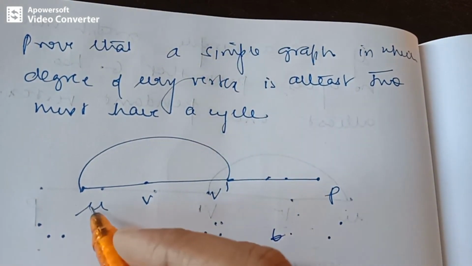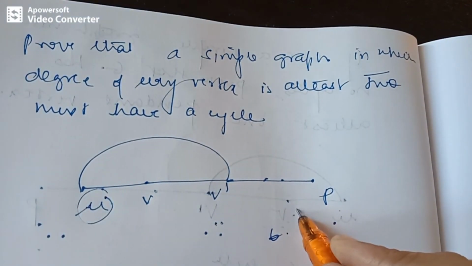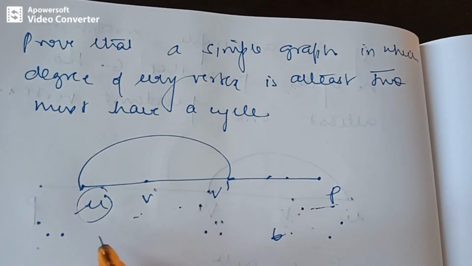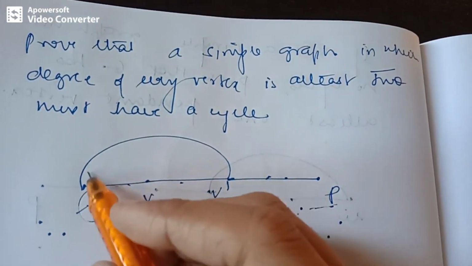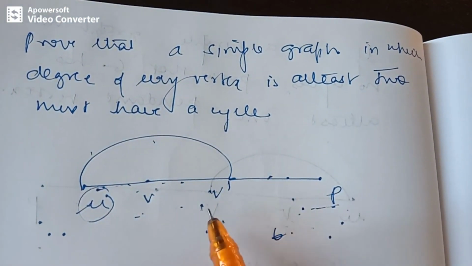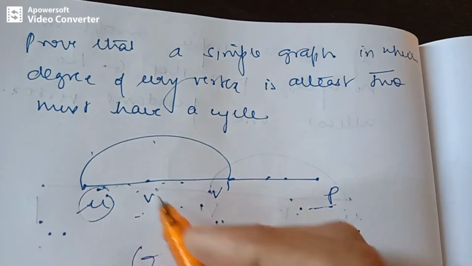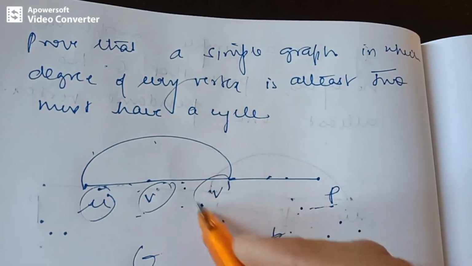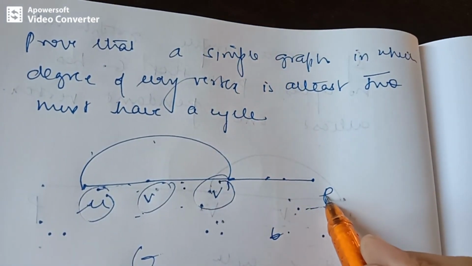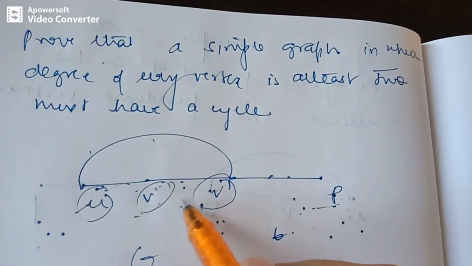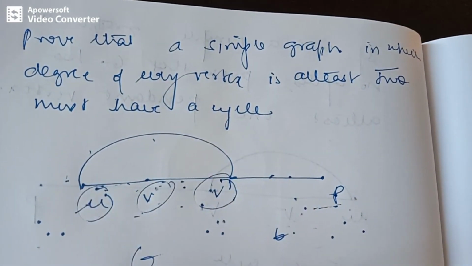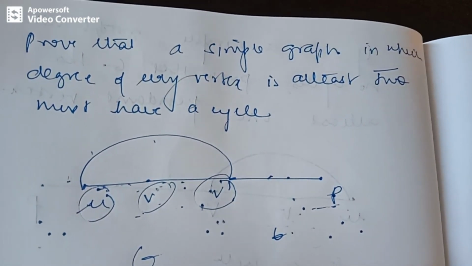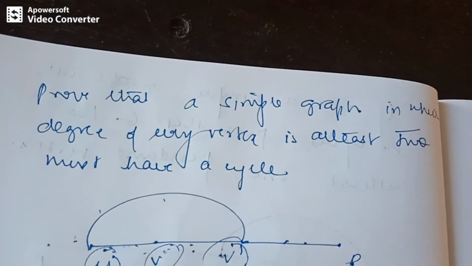Next, let U be the end vertex of the path, and then every neighbor of U belongs to P. Since the degree of every vertex in G is at least 2, you can observe that the degree of every vertex in path P or in the graph G is at least 2, and as such at least 2 neighbors we are taking, V and V dash, both of them belong to the path. Therefore, UV, V dash U, they form a cycle, right? Thus, in the graph there must be at least one cycle. So, that is the proof.